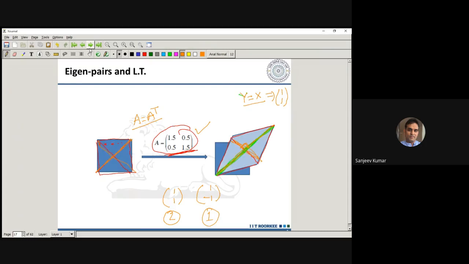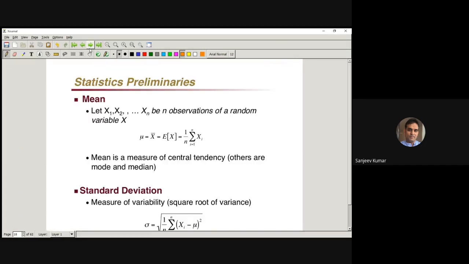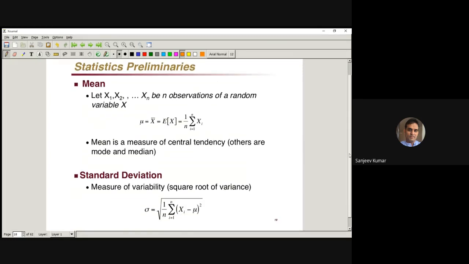So you must now have some visualization of eigenvalues and eigenvectors. Now some more statistics preliminaries like the mean, which all of you know very well. If I have n observations x1, x2, up to xn, and I want to calculate the mean, I add all of them and divide by the number of observations, n. It is a measure of central tendency. Other measures are mode and median.